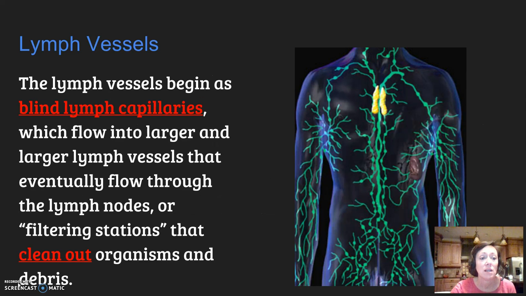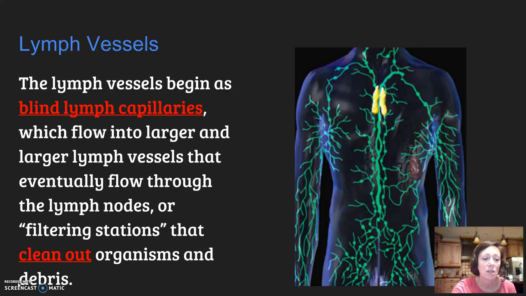The lymph vessels begin as a blind lymph capillary. So if you look in the diagram, there are endings all over this green drawing, this figure in the slide, and those green dead end streets, they look like little dead end streets or cul-de-sacs in a neighborhood. That's the capillaries that gather the lymph fluid. So these blind lymph capillaries flow from there into larger and then larger and then larger lymphatic vessels as it all comes back up to the area before the heart and helps to flow through the lymph nodes.